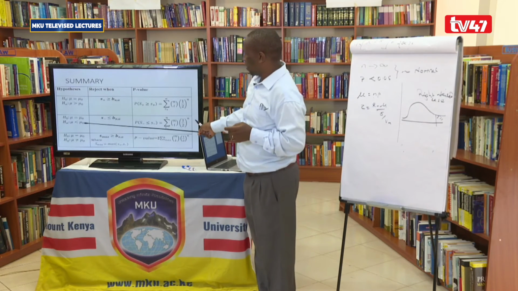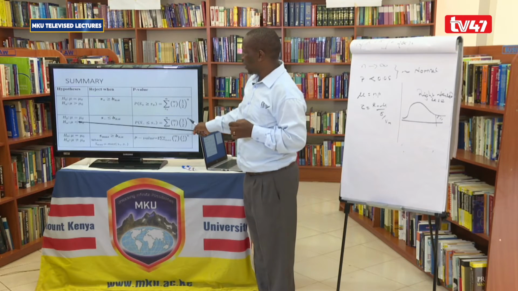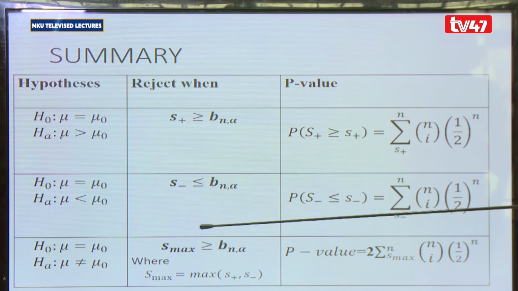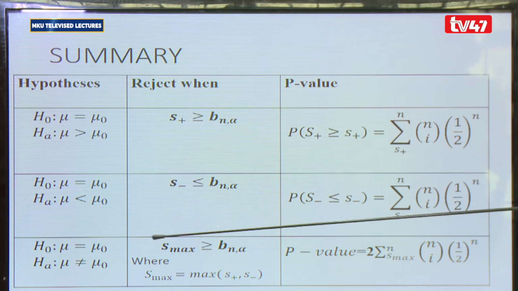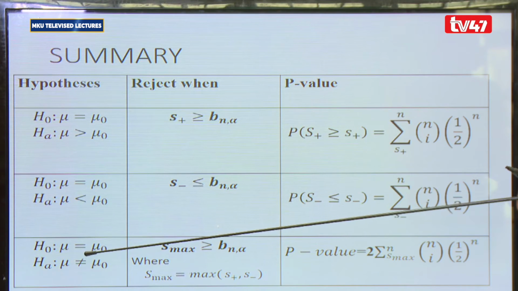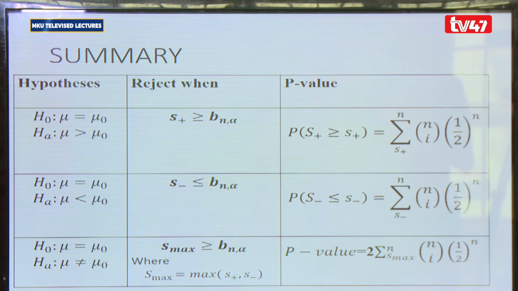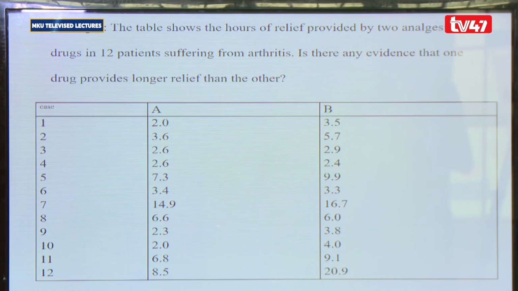And then we also have the left-tailed test, where mu is less than the postulated value, and the p-value is obtained from that. Well, for the two-sided or non-directional test, we take the greater of the two signs, the max of plus and minus, and we double the region of the critical region.